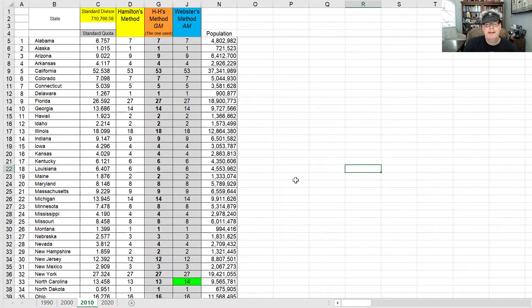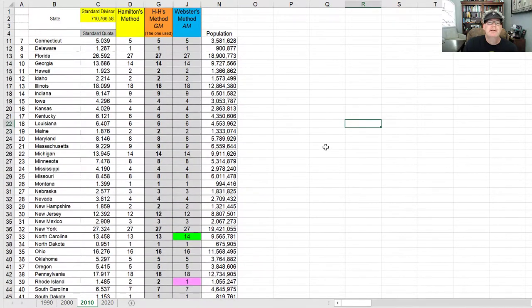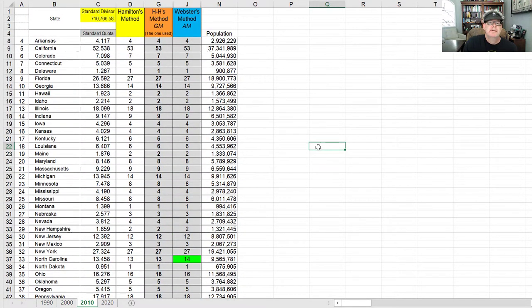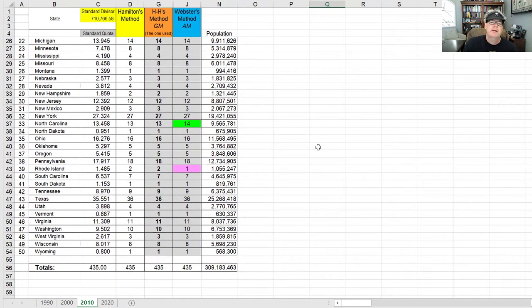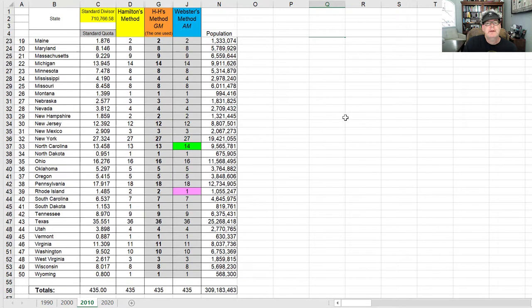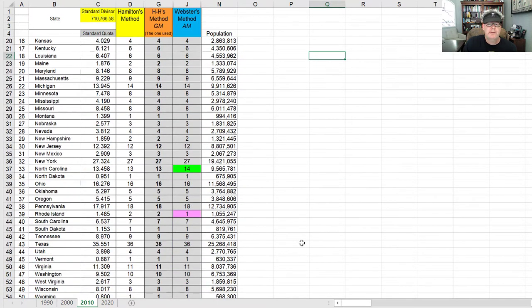But they can agree. Let's see, in 2010, there's a little bit more agreement. Hamilton actually agreed with Huntington Hill. I'm not going to do the math, but this would have been the apportionment for these three methods. Webster, though, was different than Hamilton, which we saw, but just by one state. And again, you can see how close they were: 1.485, 1.458.